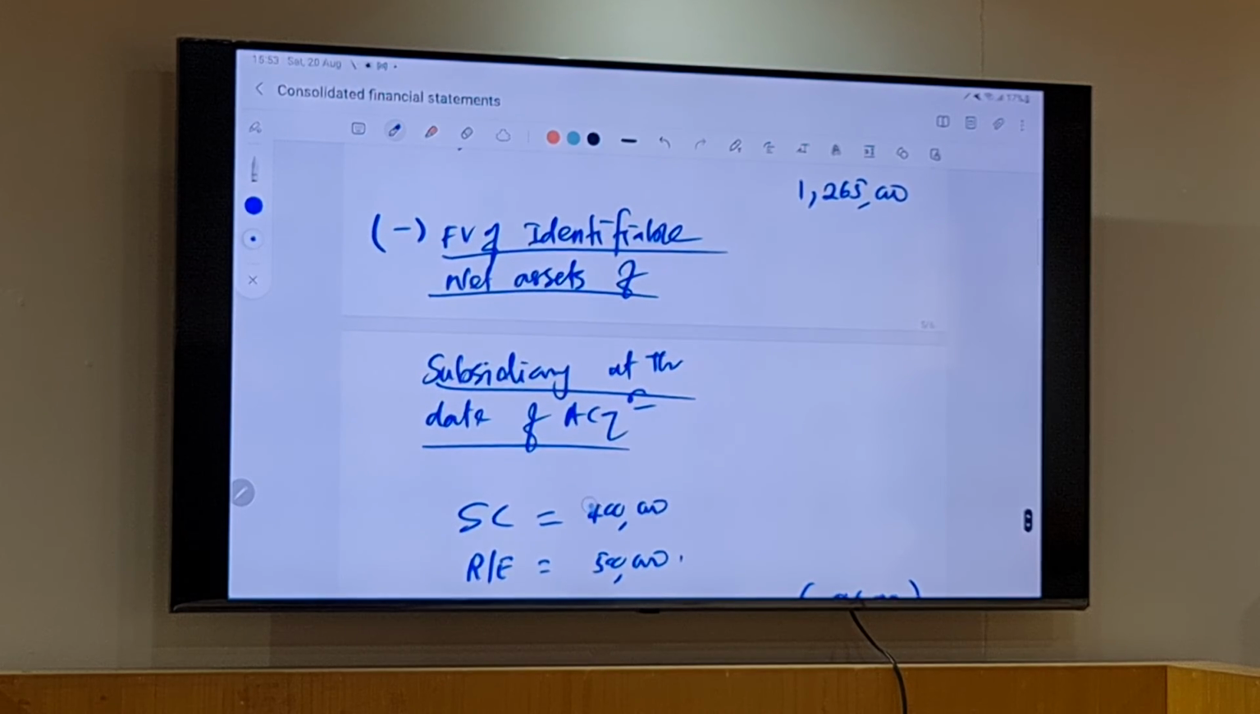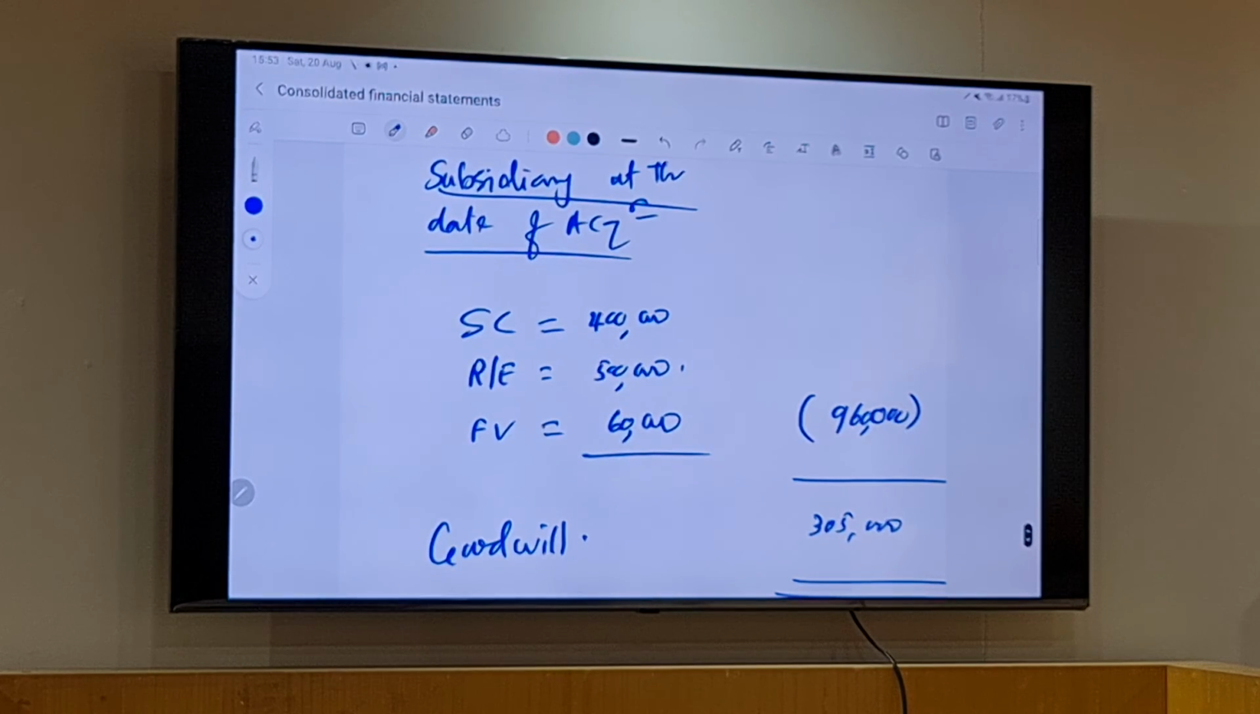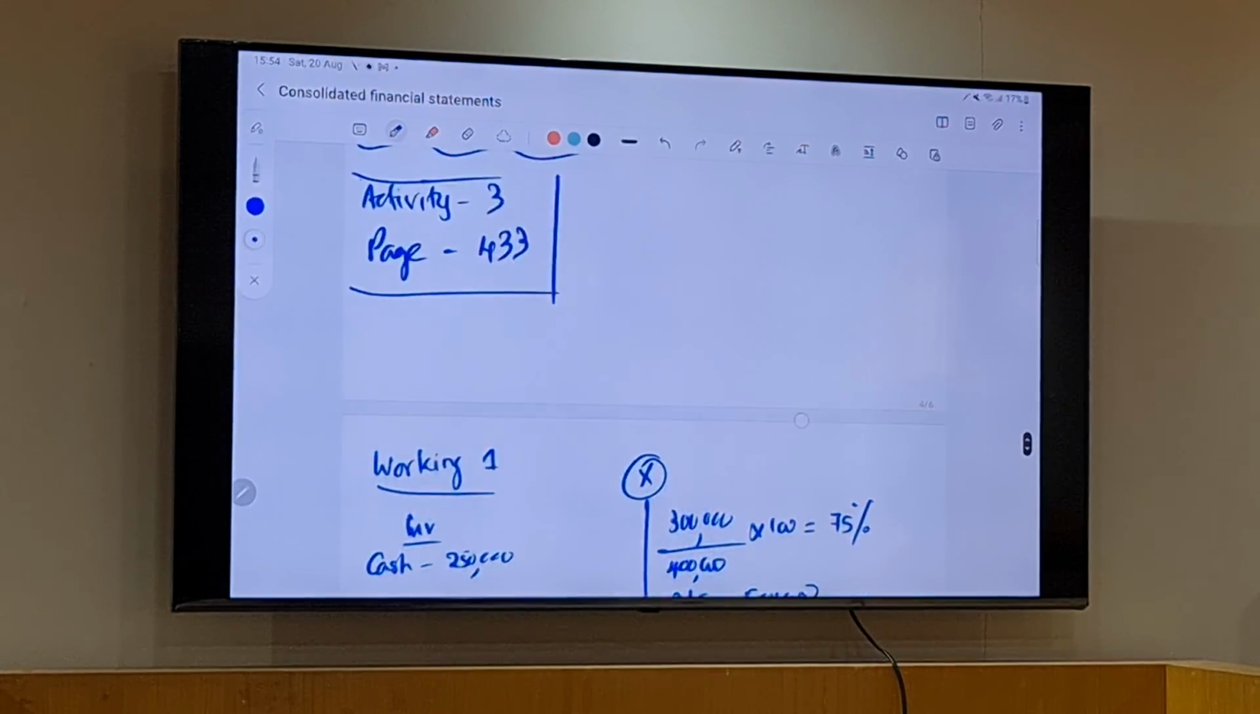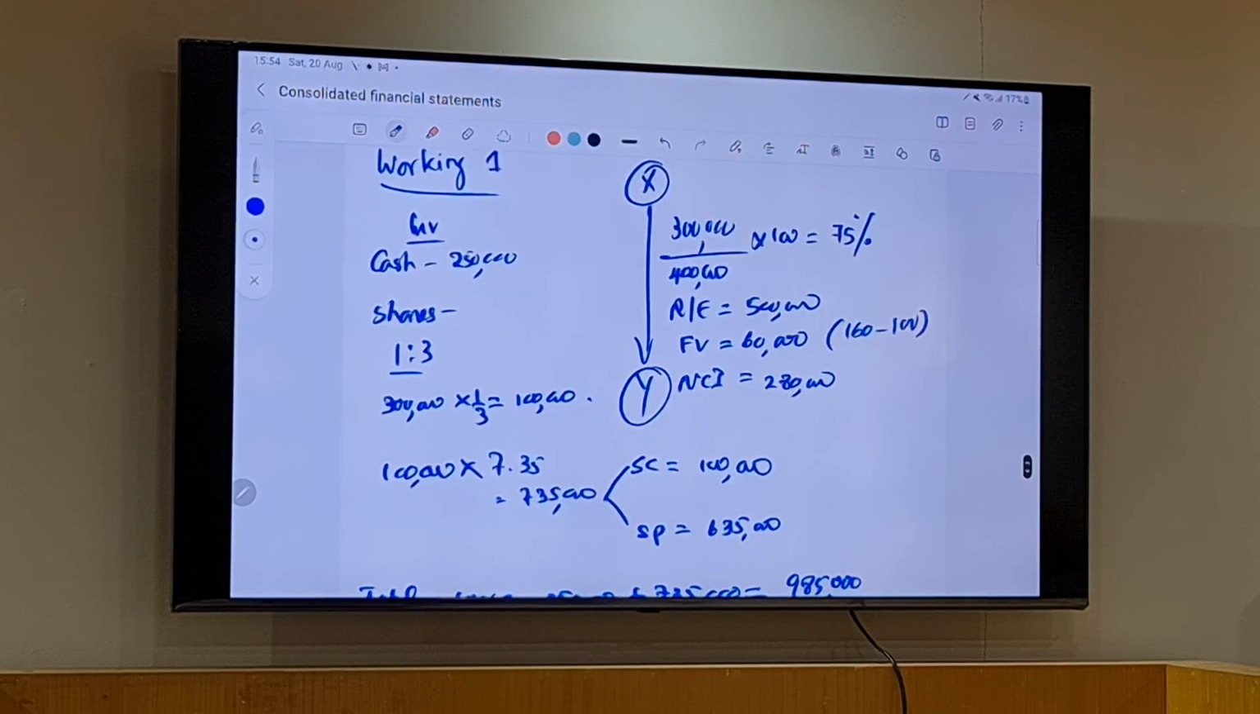Now 1265 minus 960. Is this understood or not? You understood this calculation working or not? Up to that one. I'll go again one by one.